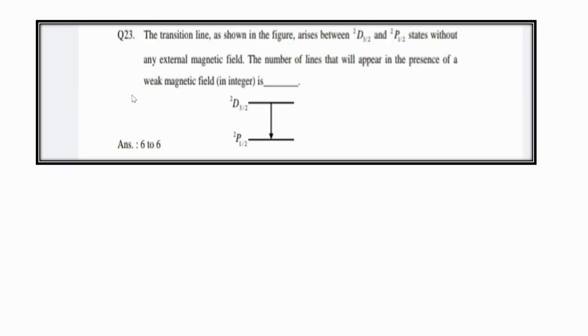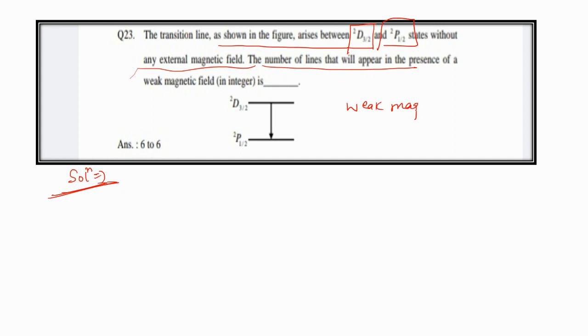Now next question is this. Again you ask this question, right? So this is also like the transition line as shown in the figure arises between this and this without any external field. The number of lines that will appear in the presence of weak magnetic field. Weak magnetic field.